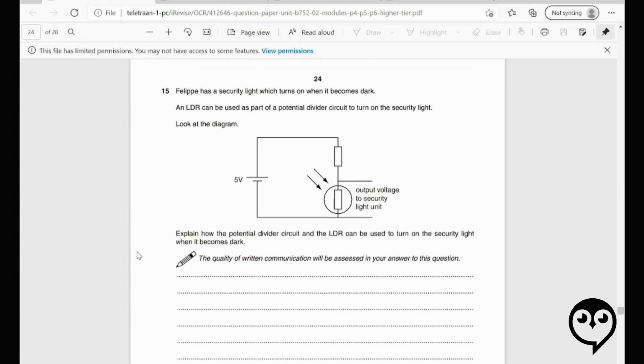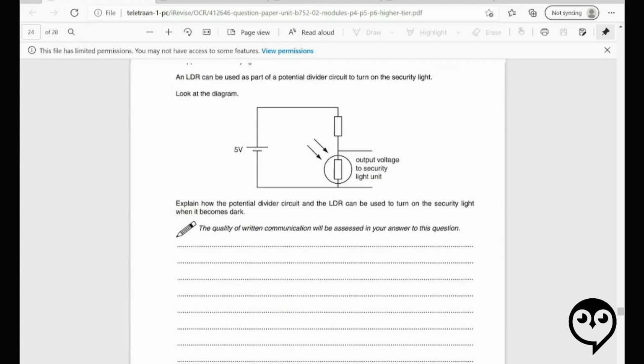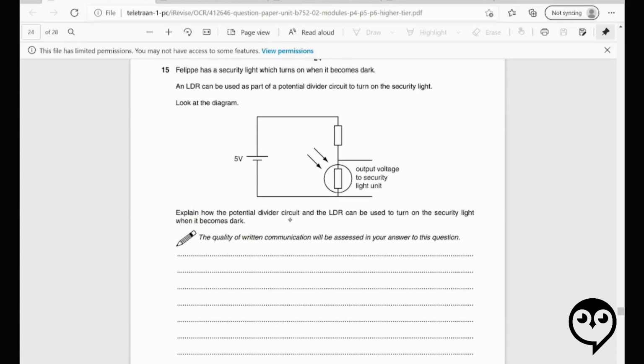Okay. All right, and powering on through here, now we've got a 6-mark written answer here about how we might use this potential divider and the LDR to turn on a security light when it becomes dark. This is how your little night lights at home work and that sort of thing as well. Okay, so potential divider, we know that the 5 volts is split across these 2 resistors. We know that with LDRs, when it's very bright and there's a light input on it, then we know that the resistance is very low.